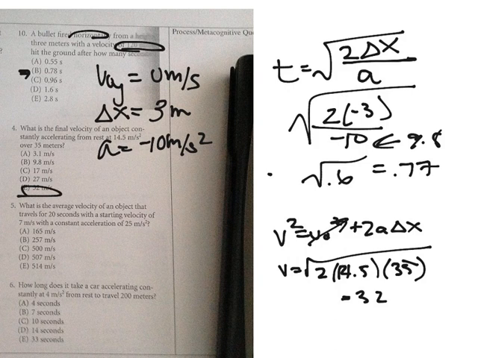What is the average velocity of an object that travels for 20 seconds with a starting velocity of 7 meters per second with a constant acceleration of 25 meters per second squared?